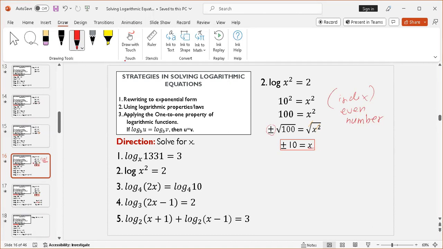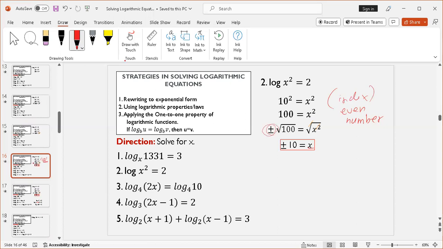What are the even numbers? 2, 4, 6, 8, 10, etc. Okay, so in this case, since 2 is an even number, we put positive and negative sign. Okay, but we do not do this if the index is an odd number. Okay, like 3, 7, 9, and so on. Okay, we only do this if the index is an even number.